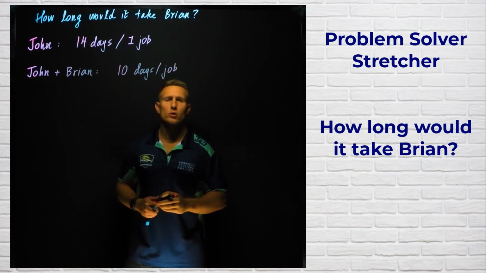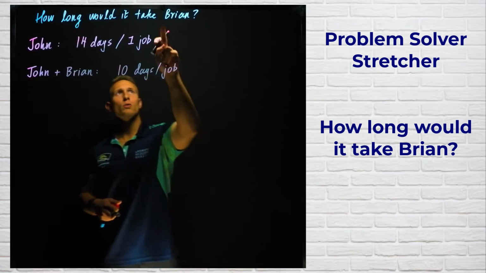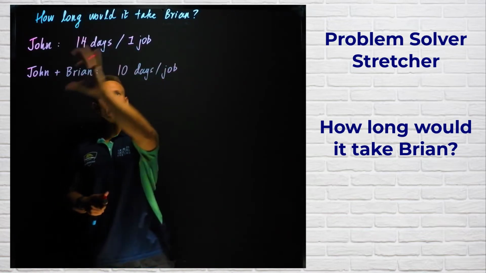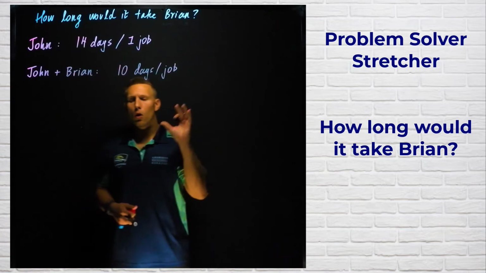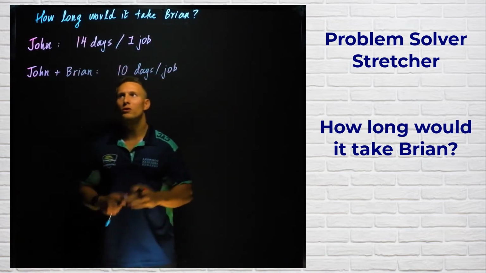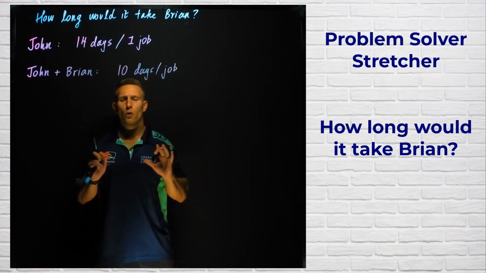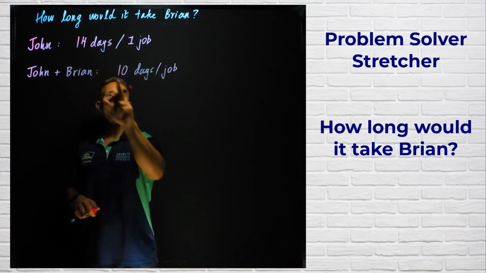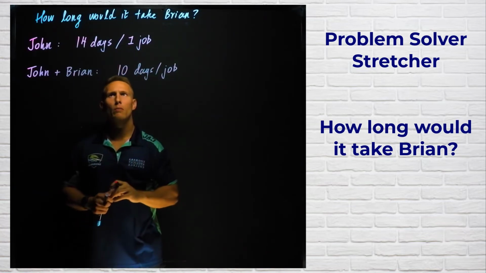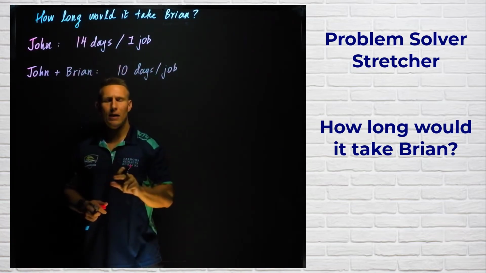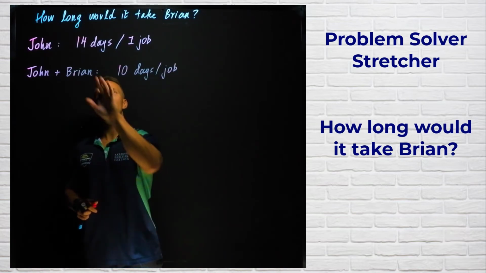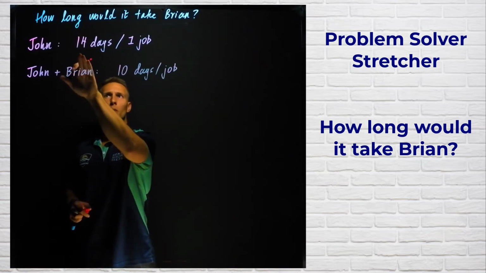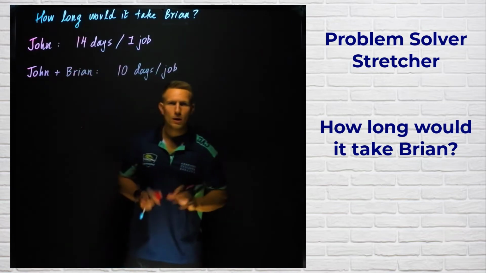Now what the question's asking us to do is find out how long it would take Brian to do the job by himself. So we have to use this information in order to solve the problem of how long it will take Brian to complete the job by himself. So what we're going to do first is find the lowest common multiple between 14 and 10. So that's the first step. So I'll get you to pause the video and work out what the lowest common multiple is of 14 and 10. Go ahead and do that now.